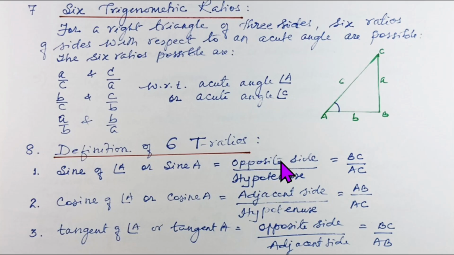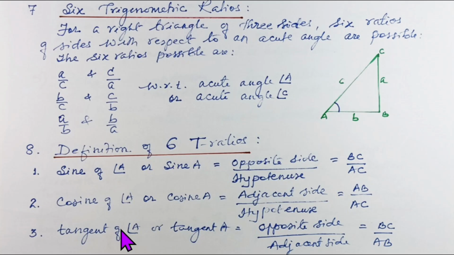So that is the definition of the sine ratio in trigonometry. Sine of any acute angle A is equal to opposite side upon hypotenuse, and that is equal to BC upon AC. The second important trigonometric ratio is cosine of angle A, or cosine A, that is equal to adjacent side upon hypotenuse, that is AB upon AC.